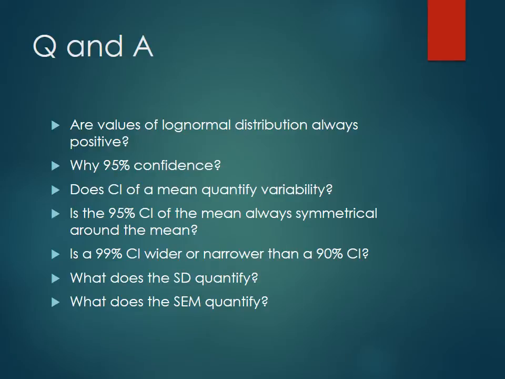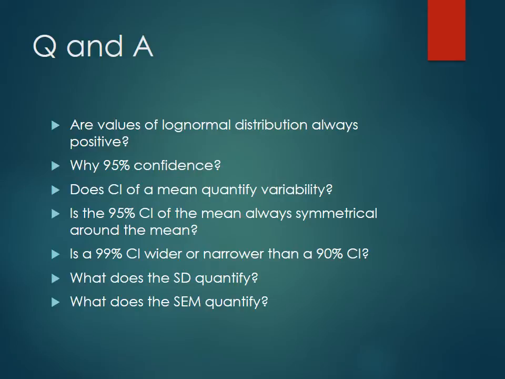Does the confidence interval of a mean quantify the variability? Not really, because to quantify variability, you're looking at the standard deviation, right? You want to look at how much the values in your sample deviate around your sample mean. The confidence interval is saying you're 95% confident that the population mean falls within this range of values. So it's not really saying variability, it's just saying how likely it is that your values are matching up with that population mean.